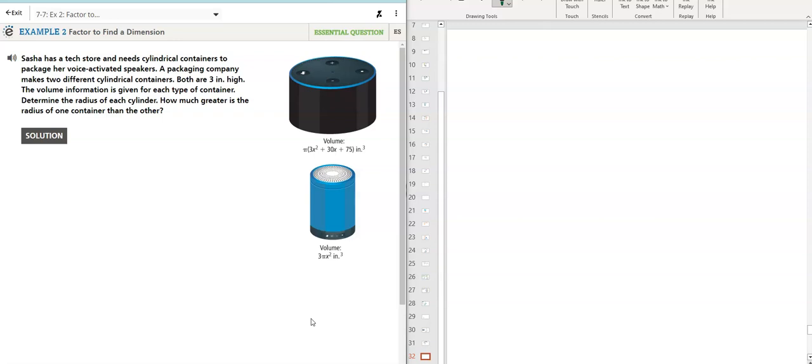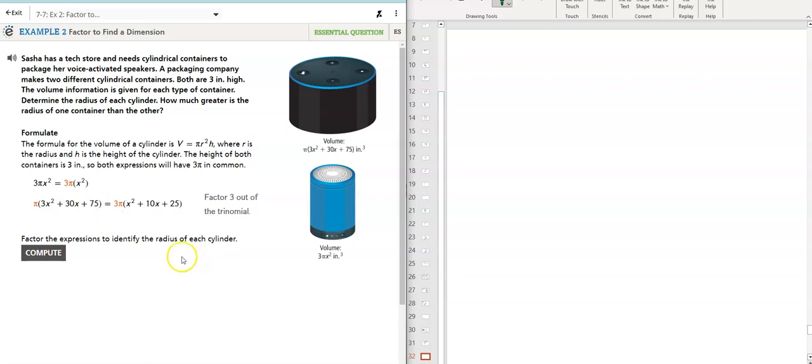All right, so we're going to use our perfect square trinomials in a word problem here. Sasha has a tech store and needs cylindrical containers to package her voice-activated speakers. A packaging company makes 2 different cylindrical containers. Both are 3 inches high. The volume information is given for each type of container. So this is the volume of the black container. This is the volume of this blue container. Determine the radius of each cylinder. How much greater is the radius of one container than the other?